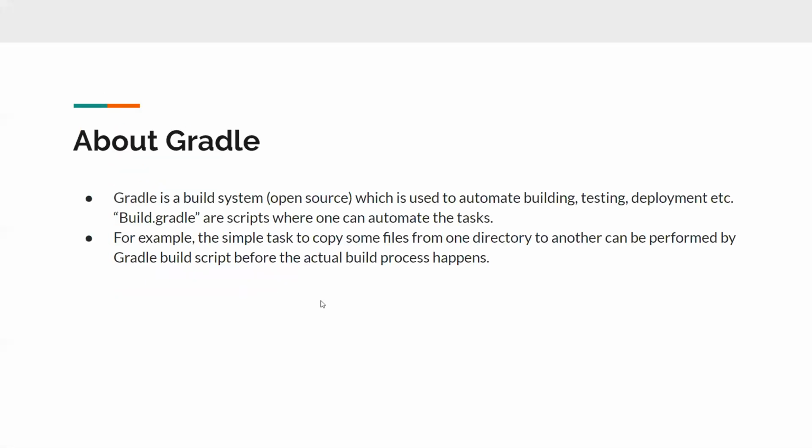Gradle is a build system, and it's open source, which is used to automate building, testing, and deployment task related jobs. Here we are using a build.gradle file, which is used to write a build script. In this file we can automate our tasks, for example, copying a file from one destination to another. These types of tasks can be automated using Gradle.